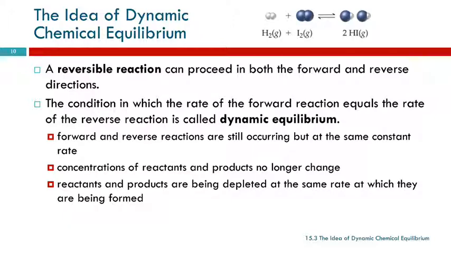If you're just looking at concentrations of products and reactants, it doesn't look like anything's happening, but it actually is happening. The reactants are being depleted at the same rate at which they are formed from the reverse reaction. The products are being depleted at the same rate as they're being formed by the forward reaction.